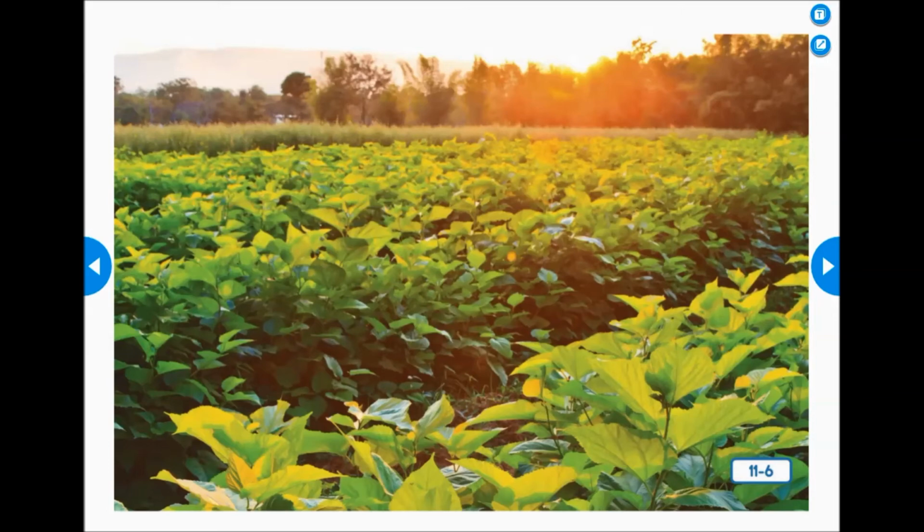But why do the leaves on the plants need air? What do they do with the air? Awesome. They need the air and the sun to make their food, and that is going to help them grow.